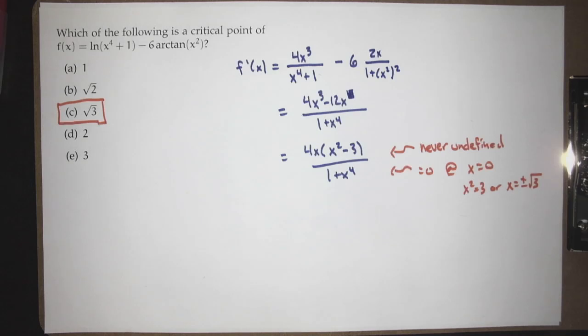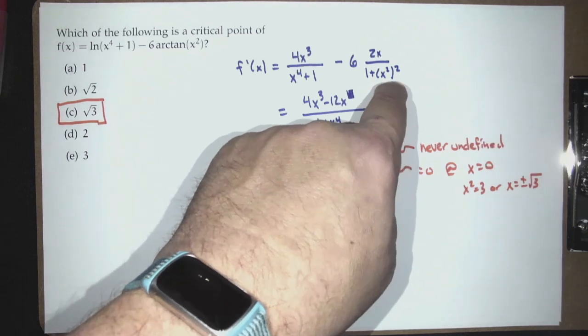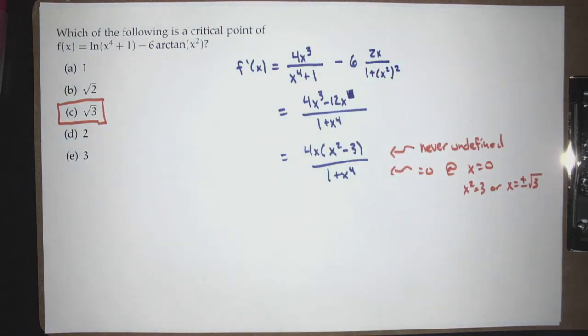Arctangent's a little bit more complicated. It's 1 plus whatever's on the inside squared goes in the denominator, and then the derivative of what's on the inside goes in the numerator. Put it together, you get 4x cubed minus 12x over 1 plus x to the fourth. And you can factor out 4x upstairs, so that's 4x times x squared minus 3.